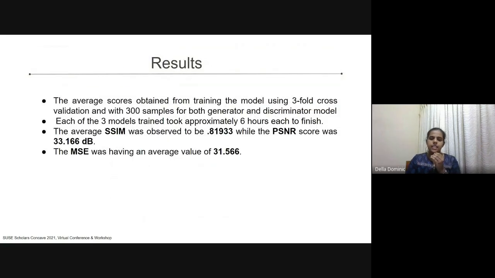Summing up the entire results obtained, the average score from training the model using 3-4 cross validation with 300 samples is given as below. That is, average SSIM is 0.81, average PSNR score is 33.16, and MSE is 31.56. Both these models took approximately 6 hours each to finish their training.